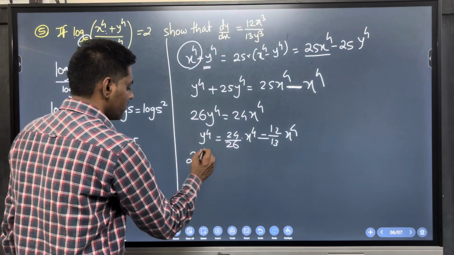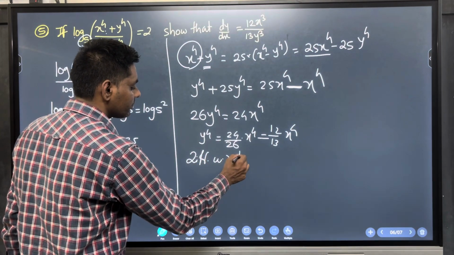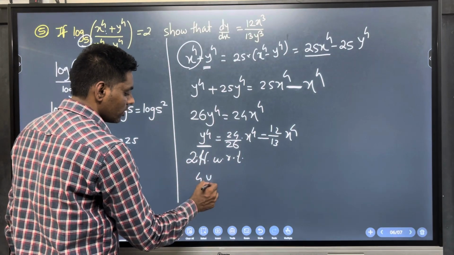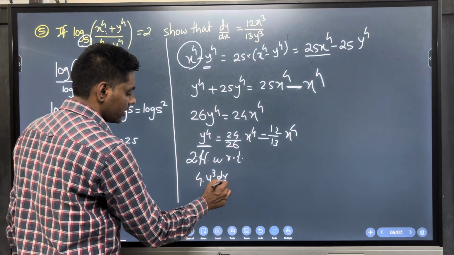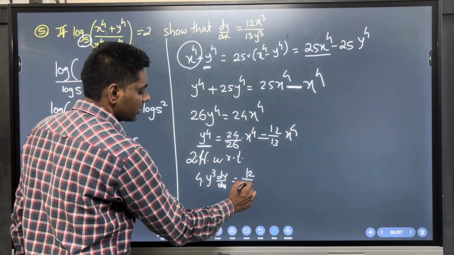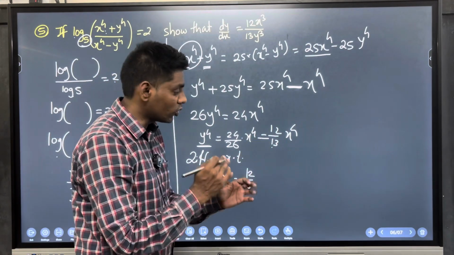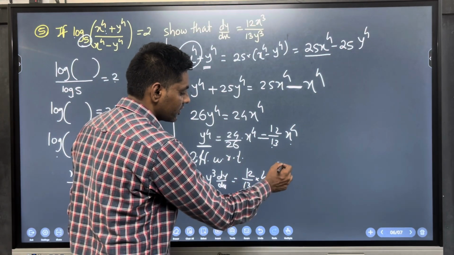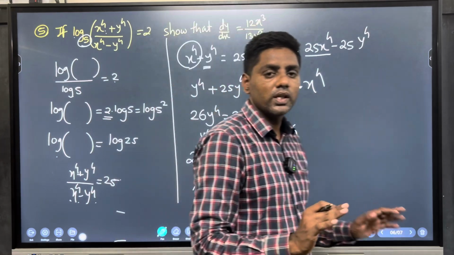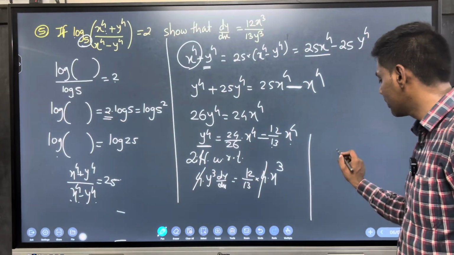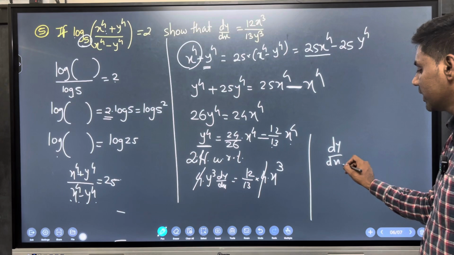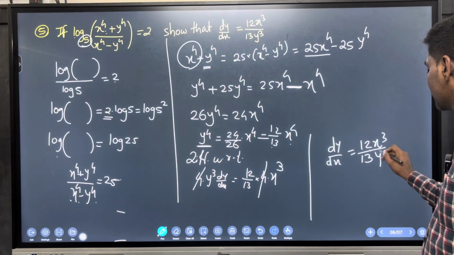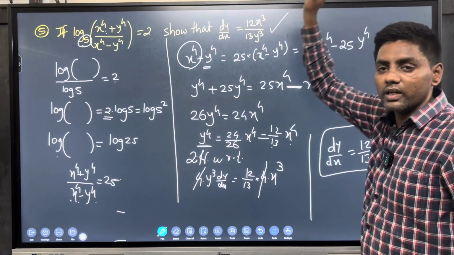Take the derivative, so differentiate with respect to x. So we get, what is the derivative of y raised to 4? 4 into y cube dy by dx equals 12 by 13 as it is. And what is the derivative of x raised to 4? So that is 4 into x cube. Both sides 4 cancels, and just solve for dy by dx. So what is the answer? dy by dx equals 12 by 13 times x cube divided by y cube. So this is the final answer.